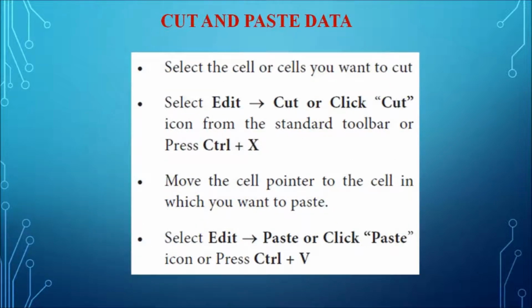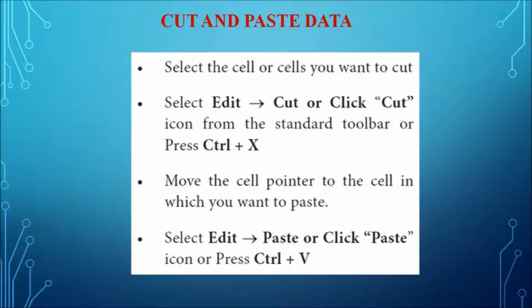And the next one is cut and paste the data. How to cut and paste the data? Similarly, the same procedure. The only change is that the option for cut will change. In copy and paste, the user selects the copy option from the edit menu, clicks on the copy icon, or presses the shortcut key Control plus C. That is for the copy option.